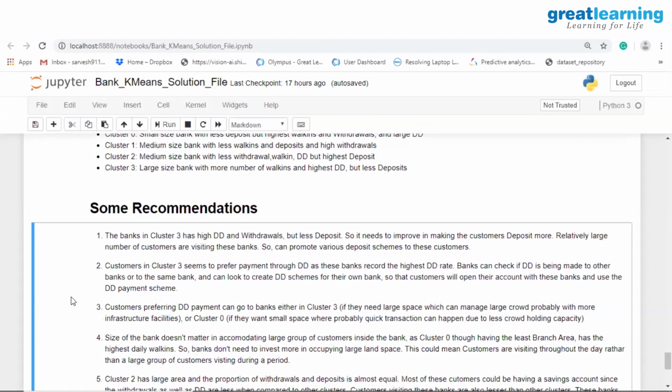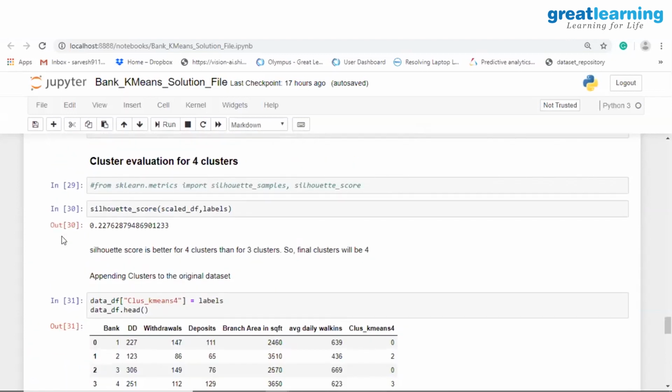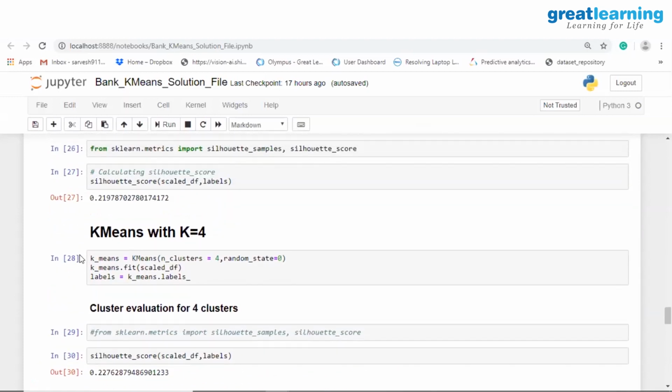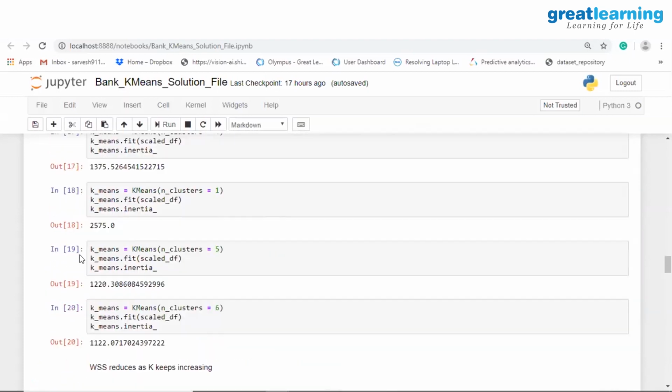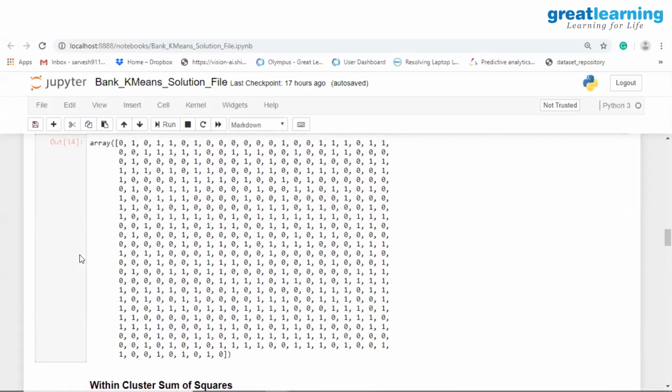When you're given a project, if it comes to clustering, please give a good recommendation and do the k-means. It's not so difficult to do. K-means is a very simple thing to do. You do within sum of squares. You understand what within sum of squares does, what the silhouette score does, and what the elbow method does. That's it. The concept is done.